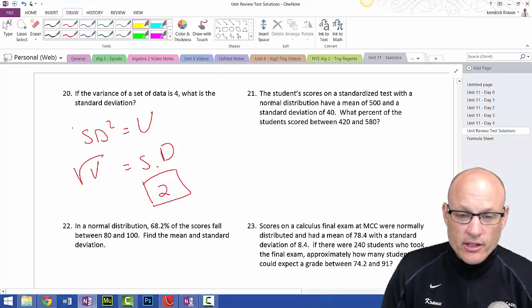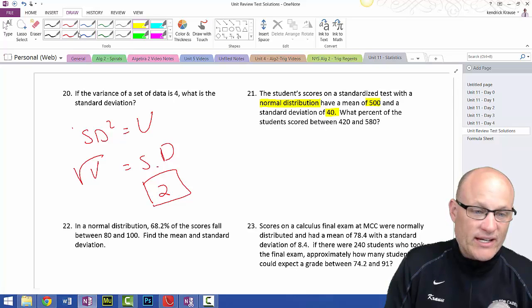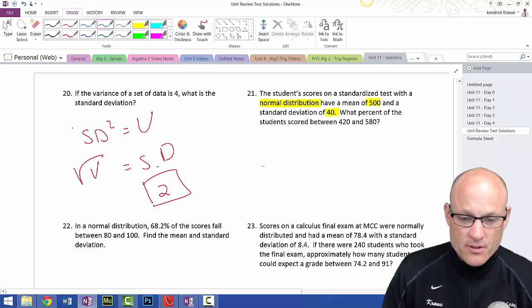Normally distributed. There we go. Back to normally distributed. We got a mean of 500 and a standard deviation of 40. Let's just take care of that business right now.